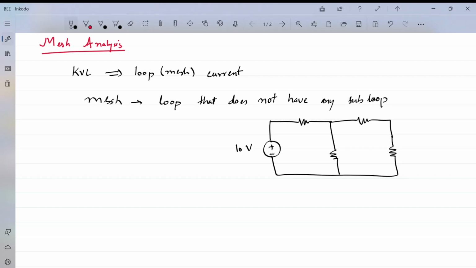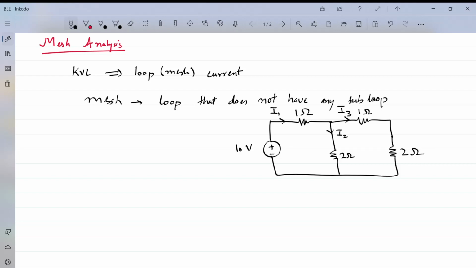Let this be 10 volt. This is 1 ohm. This is 2 ohms. Again 1 ohm and 2 ohms. If we were to identify branch currents first of all, we would say this is current I1, this is current I2, this is current I3. Fine. So we have three branch currents that we have to solve for.